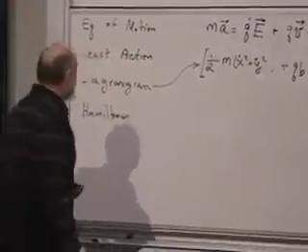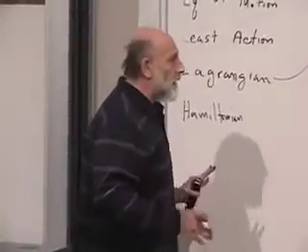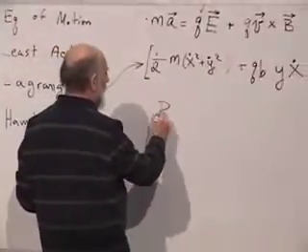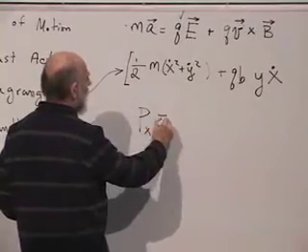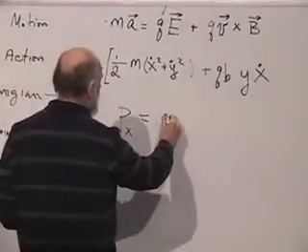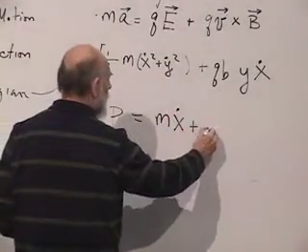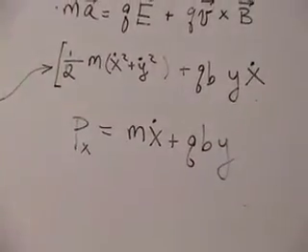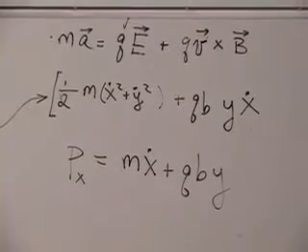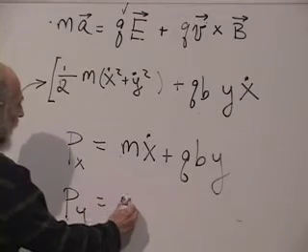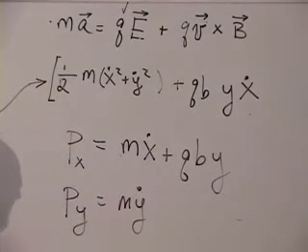So that's my Lagrangian. And now let's calculate the canonical momenta conjugate to X and to Y. Let's start with Px. Px is the derivative of the Lagrangian with respect to X dot. That's m x dot plus qBy. Is this conserved or isn't it conserved? Well, let's write down the other one. Py is equal to m y dot plus nothing. Which one do you think, if any, are conserved?